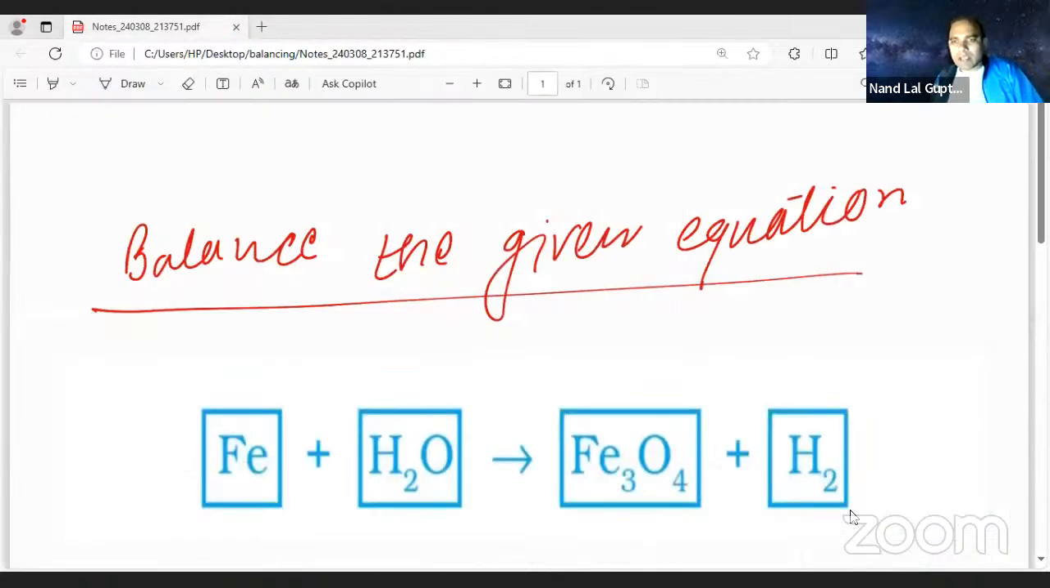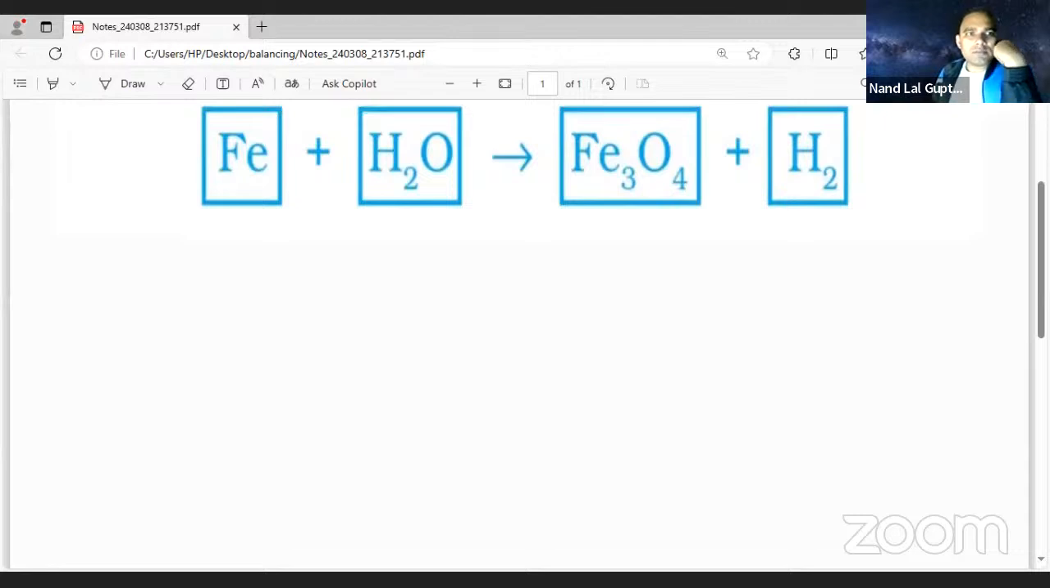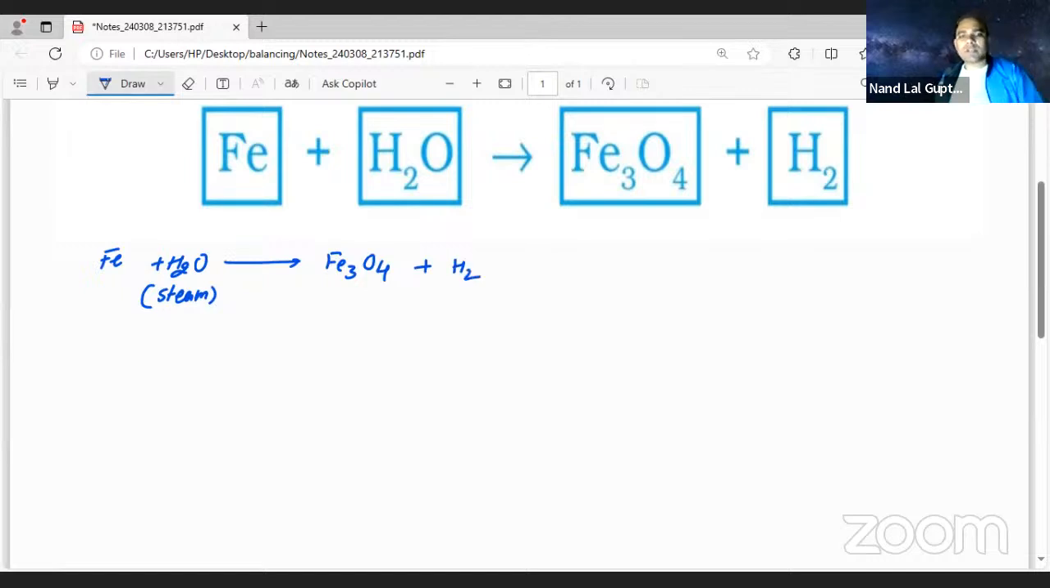Okay. So here I have taken this equation, students: iron is reacting with steam. You can rewrite the equation here. This is the iron and it is reacting with steam, which is water, H2O, in the form of steam. And what it is going to give is Fe3O4, ferric oxide, plus H2O, right?